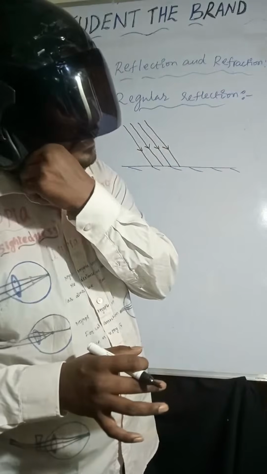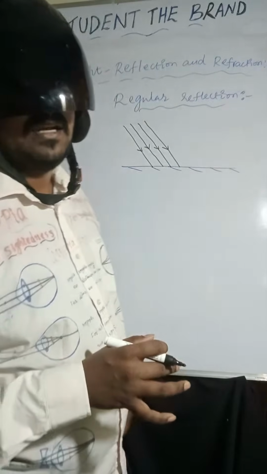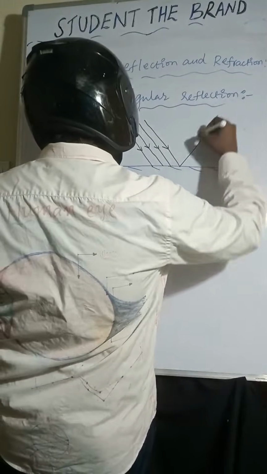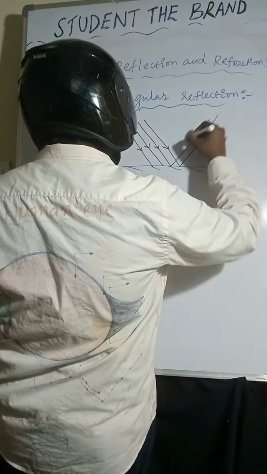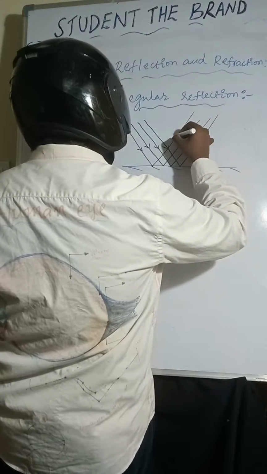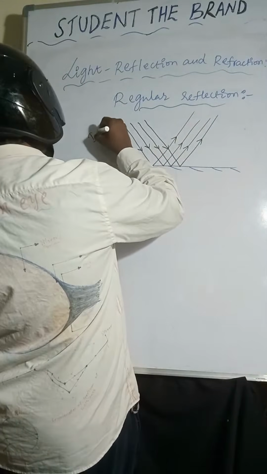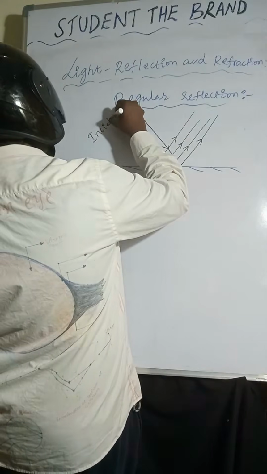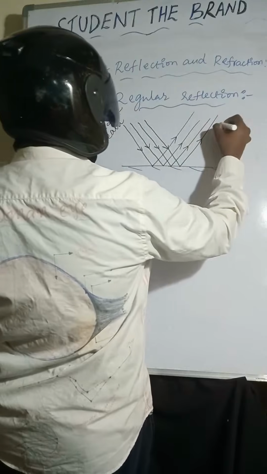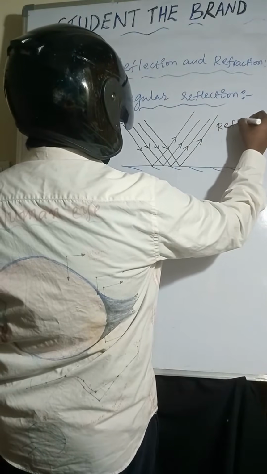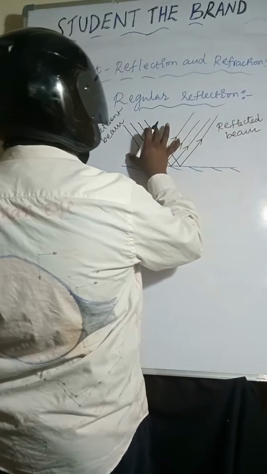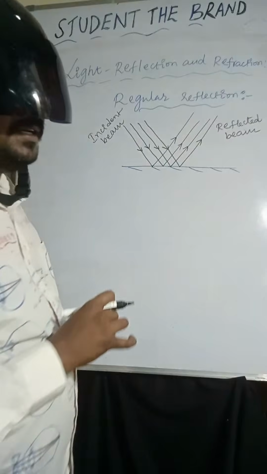Okay, I hope it is very clear. Is it clear to you all? Yes. Now, these are the reflected light rays. This is the incident beam, and this one is the reflected beam. Incident light rays are parallel to each other. Then reflected light rays are also parallel to each other.